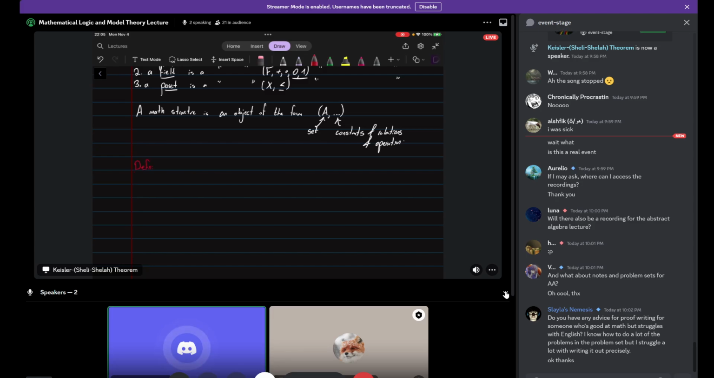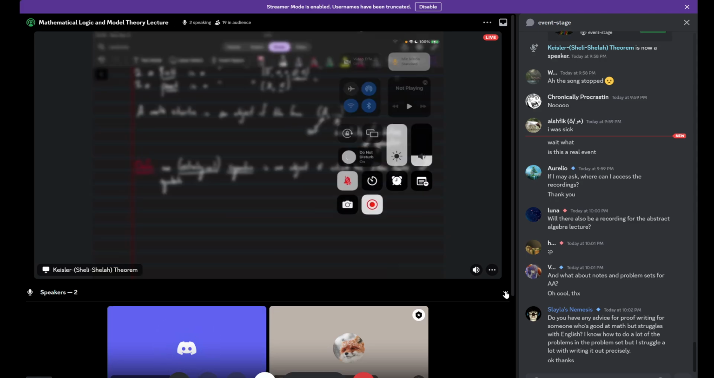So, definition: an extra logical, I'm going to put that in parentheses, signature is an object sigma which has 3 types of symbols. So it's an object. You can think of it as a set of symbols. Each of those symbols is one of 3 types.